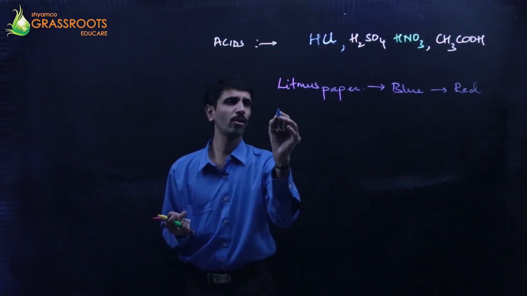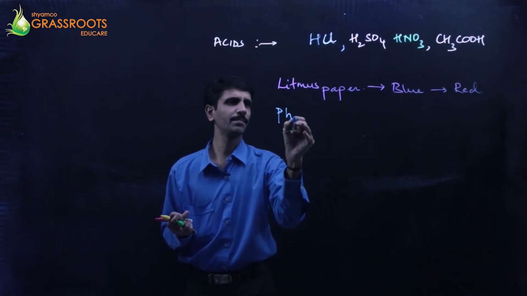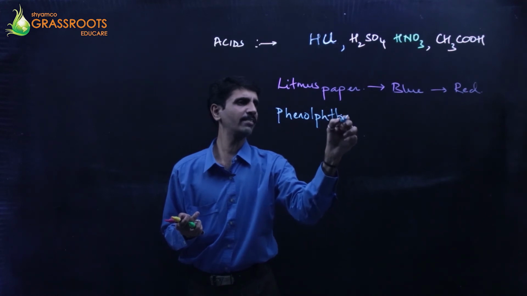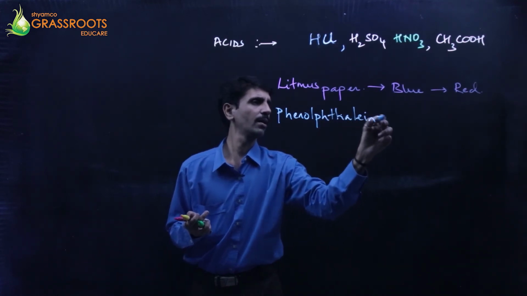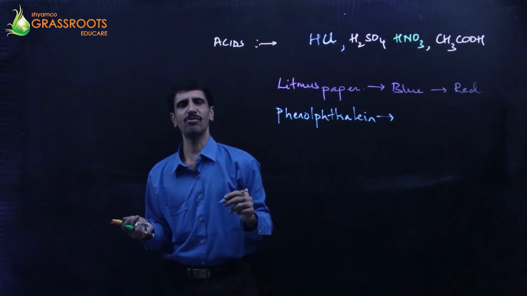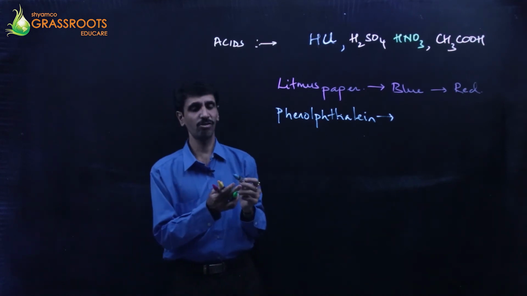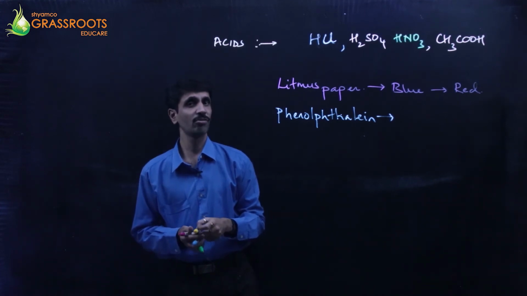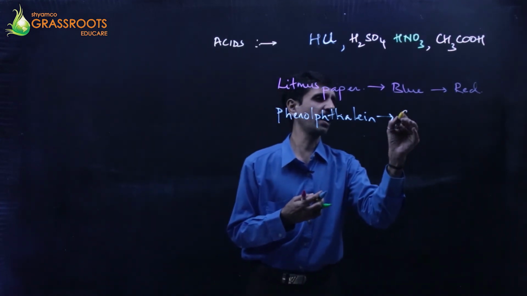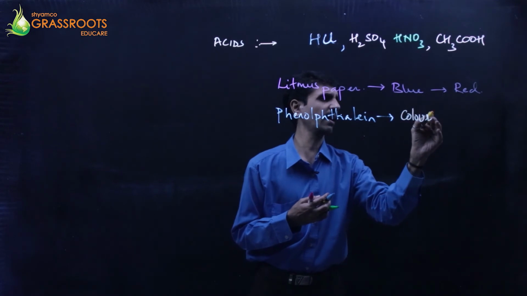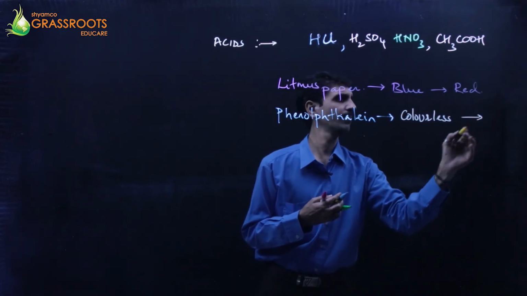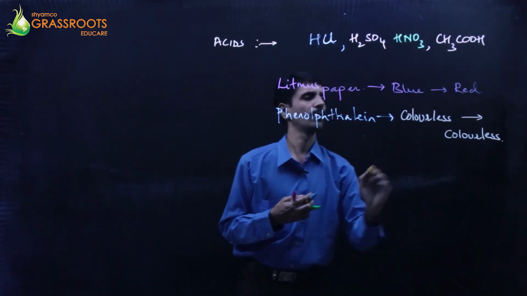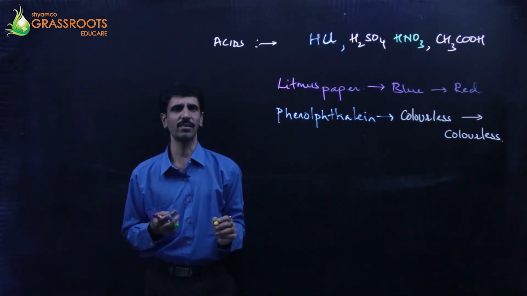Next thing is, we go with phenolphthalein. I made a mention of this, if you remember, when we talked about artificial or synthetic indicators. Phenolphthalein is actually a colorless liquid. Remember this. So there is no change. Colorless remains colorless. No change at all in the color of the solution.